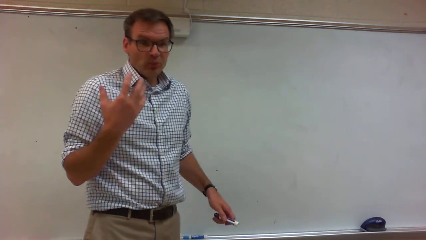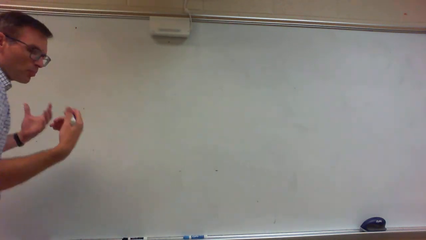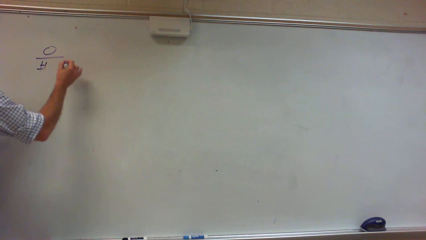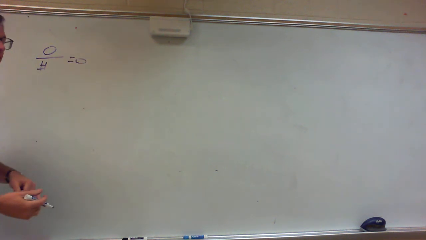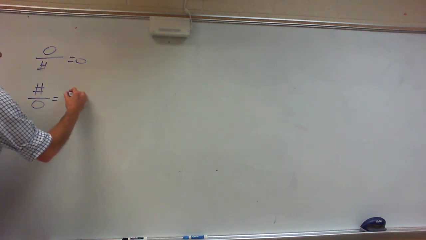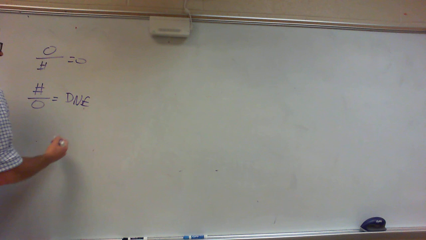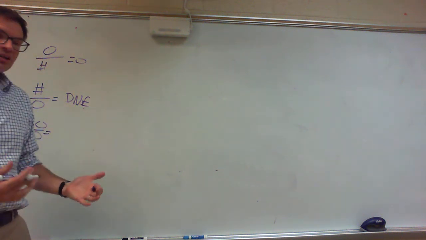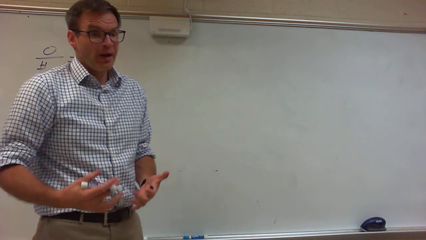So, we know how to handle it if we plug in and we get 0 over a number. We know what that answer is. That's just going to be 0. If we plug in our limit and we get some number over 0, that means you've got a vertical asymptote, and so our limit is going to be does not exist. And whenever you get 0 over 0, you've got to do more work. And I just talked about all the different types of work you can do algebraically.